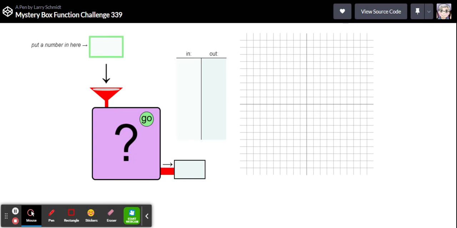Hello everybody and welcome to another mystery box function challenge. In the purple box there is some mystery math and your challenge is to figure out what it is. You can use the link in the description if you want to try this out on your own, and when you've got an idea, come on back and see if we get the same thing.